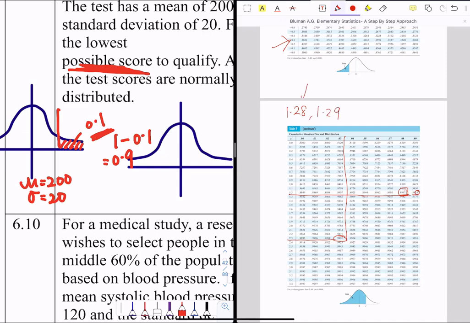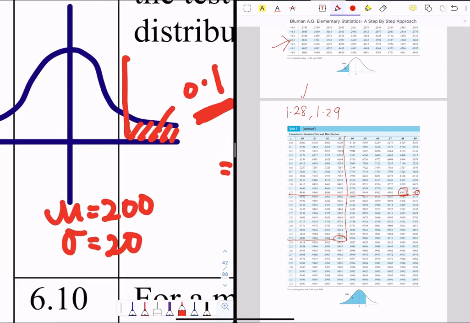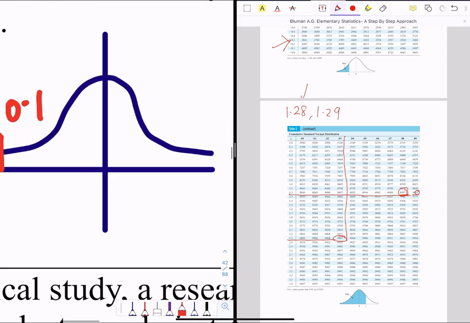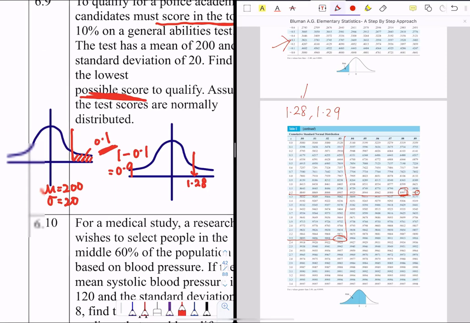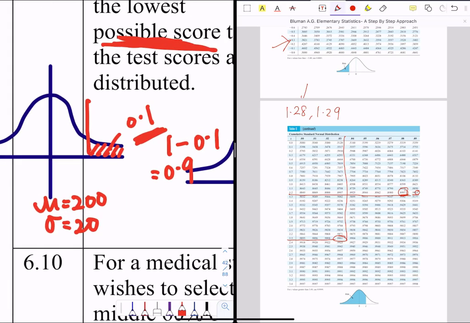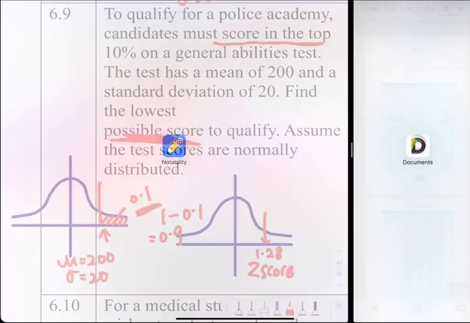So I prefer to use 1.28. The Z score for this one is 1.28. This is not this area; this area you need to find. This one is the Z score. It is not similar to the test score.